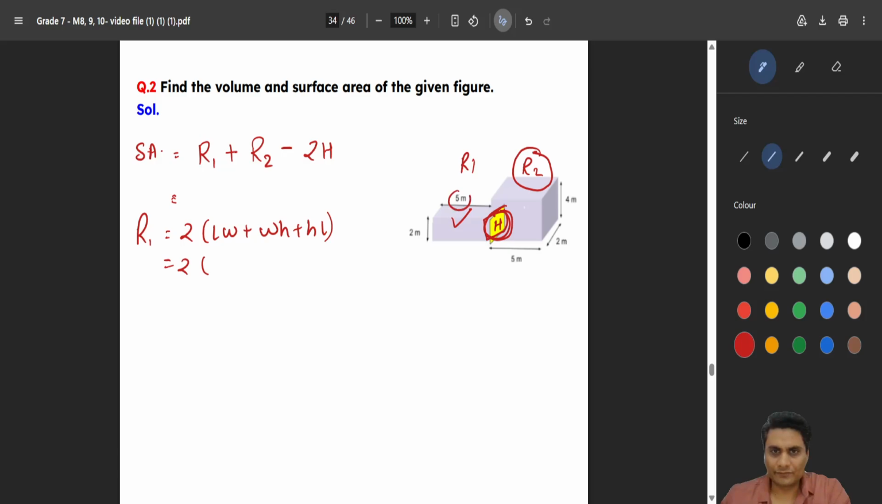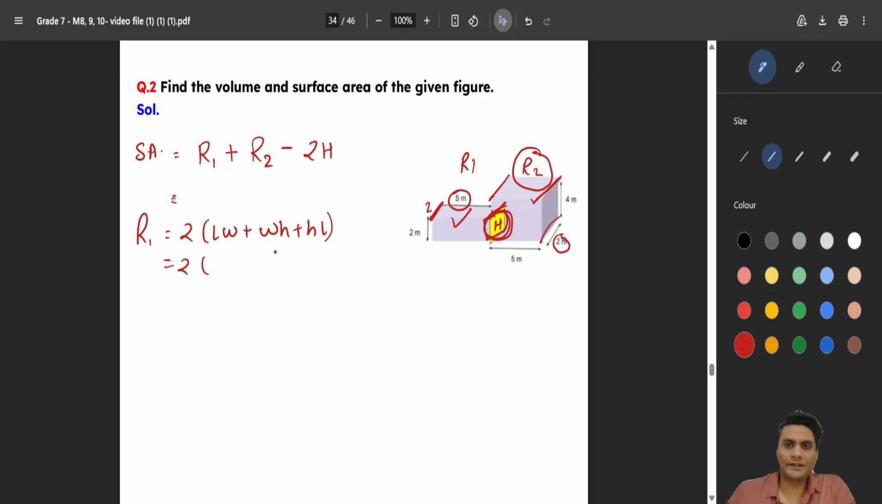The length is 5, correct? What is the width? The width is not given here, guys, but can you find it? Check. This line is equal to this line here, correct? This line is equal to this line, equal to this line, equal to this line. This is how much? 2, which means this is also 2, this is also 2, this is also 2.